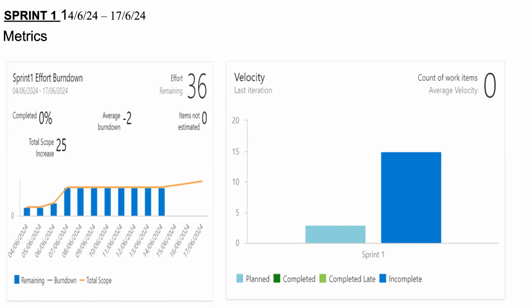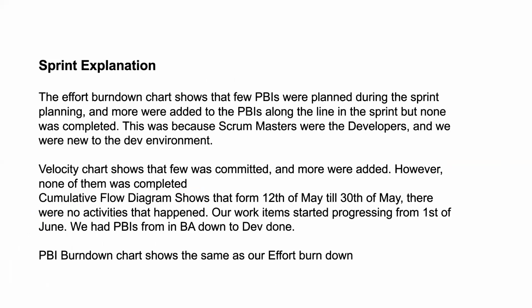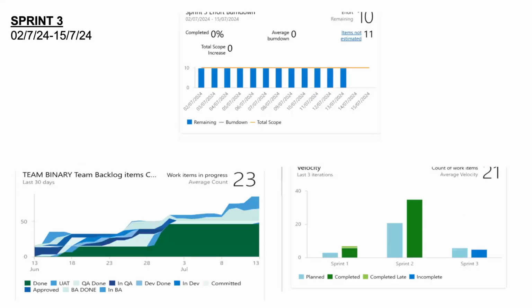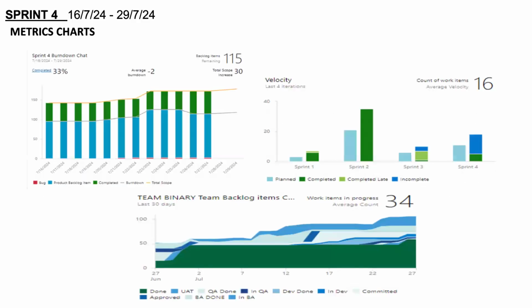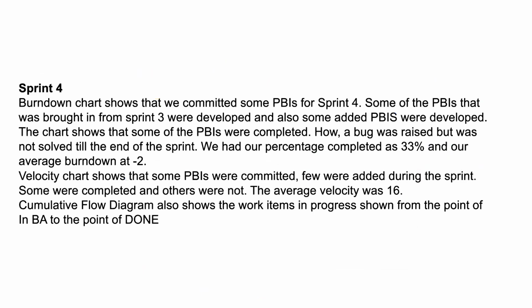The cumulative flow diagram shows that from 12th of May to 30th May, there were no activities that happened. Our work items started progressing from 1st of June and had PBIs from BA down to dev done. Next, please. We'll go through the next slide, please. Next. Yeah, we'll have the sprints, the chart as well. Next, please.